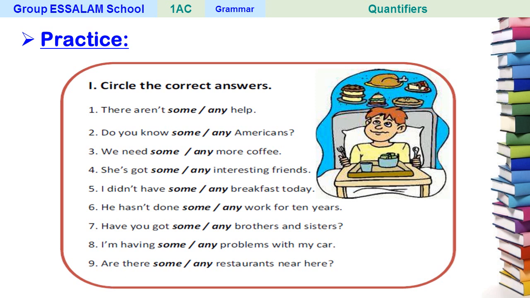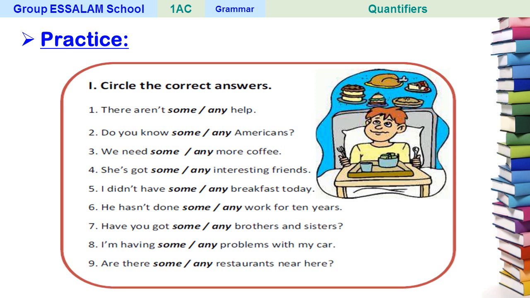Number 4, she's got some or any interesting friends. Number 5, I didn't have some or I didn't have any breakfast today. Number 6, he hasn't done some work for 10 years or he hasn't done any work for 10 years. Number 7, have you got some brothers and sisters? Or have you got any brothers and sisters?